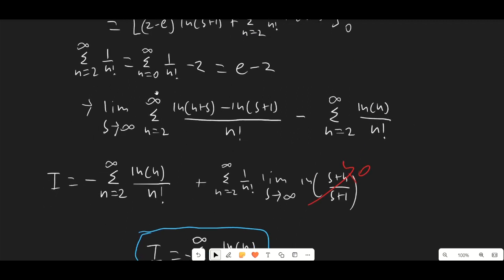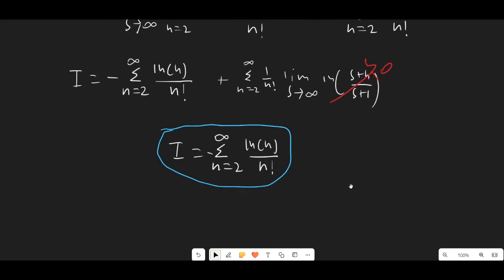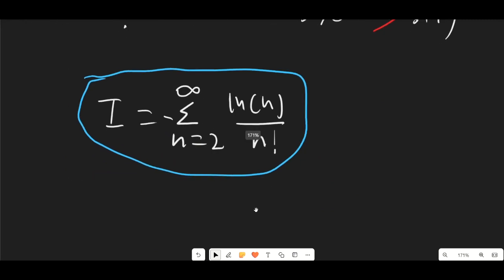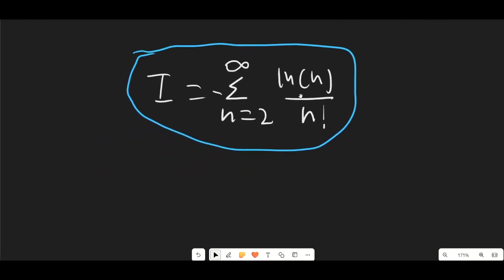So for this limit right here, we'll bring it over here, and then our answer, I, is going to be negative the sum from n equals 2 to infinity of this natural log over n factorial, plus the sum from n equals 2 to infinity of 1 over n factorial times this limit right here. But notice, if we combine these natural logarithms, s is going to dominate since s is going to infinity, so we can just say that this is going to be 0, and we're overall left with our final answer, which is this very, very nasty looking, but ultimately very cool summation: I equals negative the sum from n equals 2 to infinity of natural log of n over n factorial.